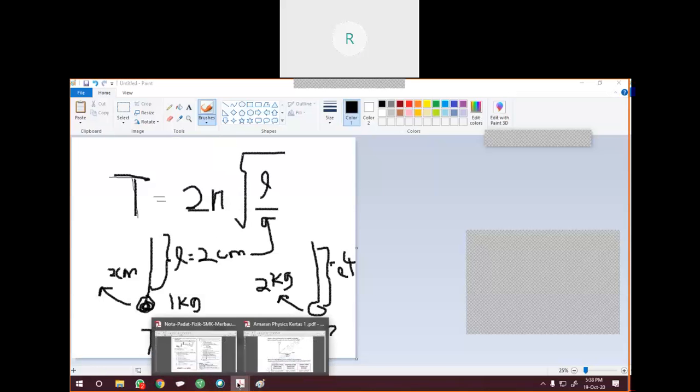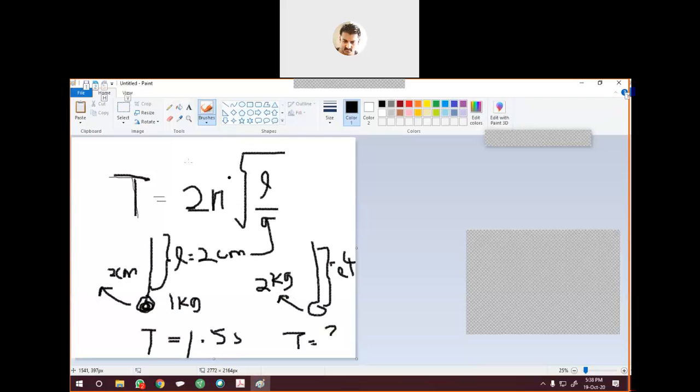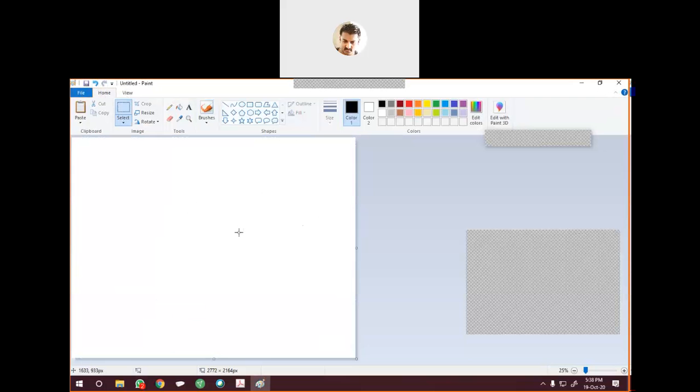Next question. So this is the formula. Okay, T squared equals to L. Some people ask you how they get the square. The square root goes there, becomes what? Square root, sir.